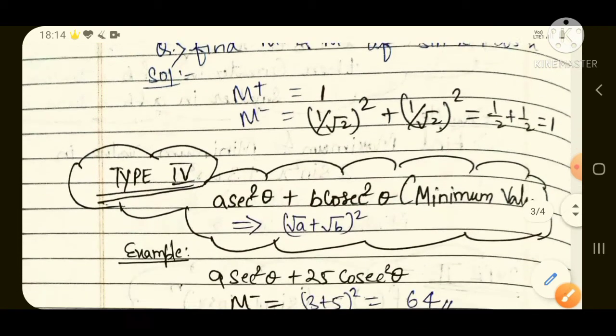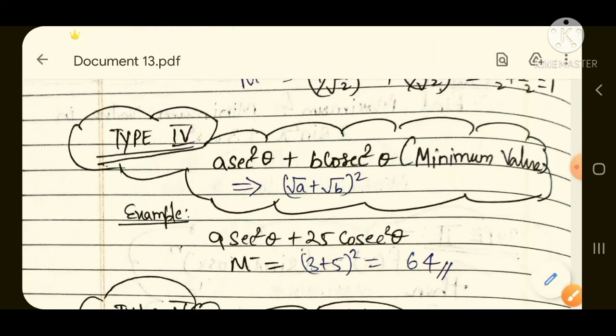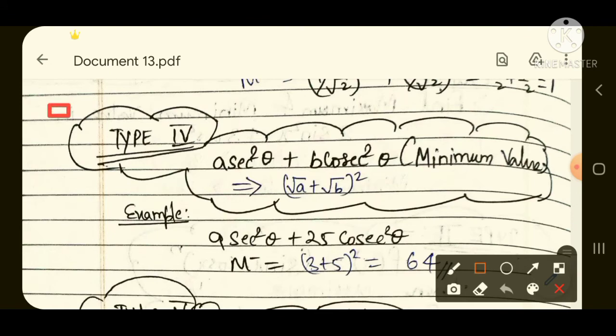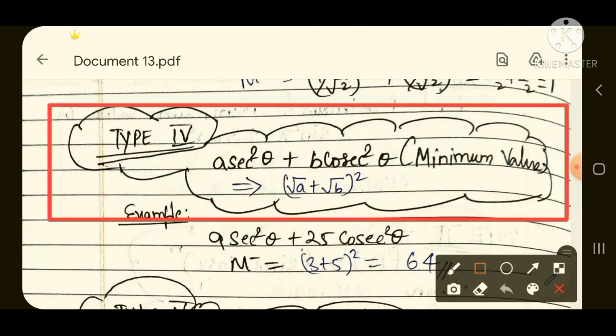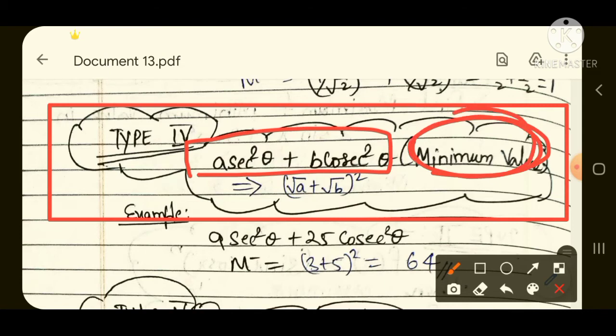Now we are moving with the type 4 trick. This trick is again very interesting. I will put it in a rectangular box. This trick is applicable only when the question is in this format: a secant square theta plus b cosecant square theta. It should come as a combination of secant and cosecant square. Then to find the minimum value, only the minimum, not the maximum value, whatever is a, take the under root of that, and whatever is b, take the under root of that, add both and put the whole square for that.